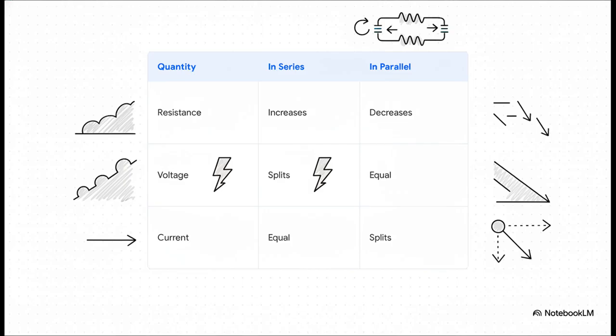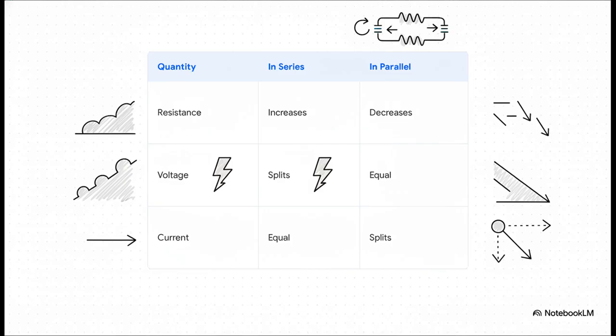Let's run through it. For resistance, as resistors are added in series, the total resistance increases, using the formula Rs equals R1 plus R2. But in parallel, as resistors are added, the effective resistance actually decreases, using the formula 1 over Rp equals 1 over R1 plus 1 over R2.